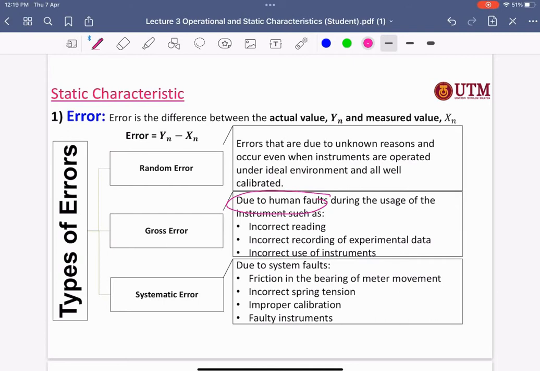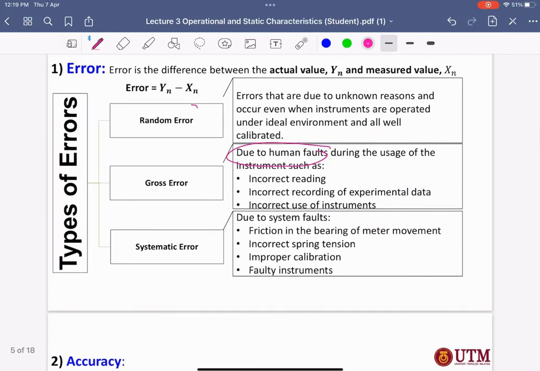Okay, random error. That means maybe in terms of the environment and so on, or gross error because of your friends. Systematic error, blame the equipment. Improper equipment, such as a tester that is not calibrated, and so on.